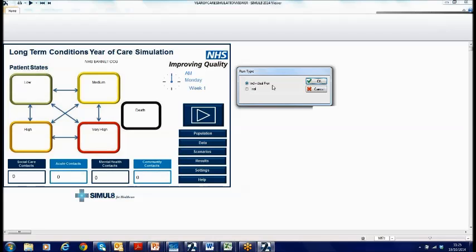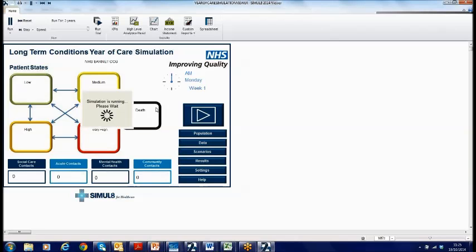So whilst I'm going to run an individual run now so we can have a look at it, when you've played about with this a bit and you want to get really robust results before taking your changes to a business case, for example, we would strongly suggest that you run a trial. So I'm going to click OK on this, and you can see here the simulation is running, please wait.